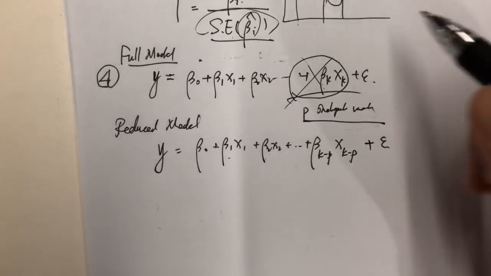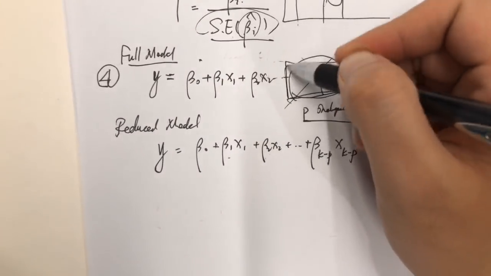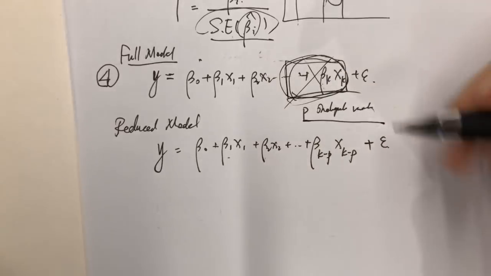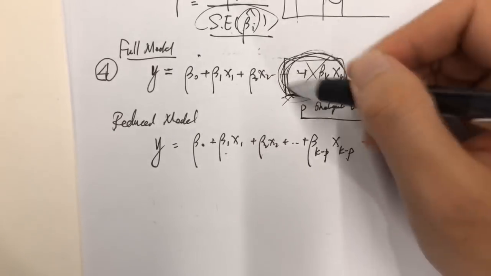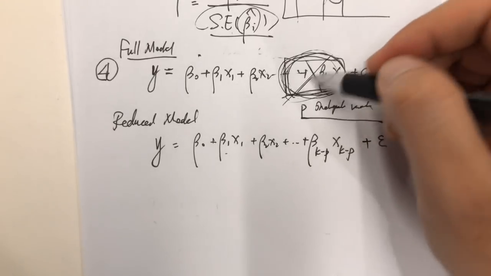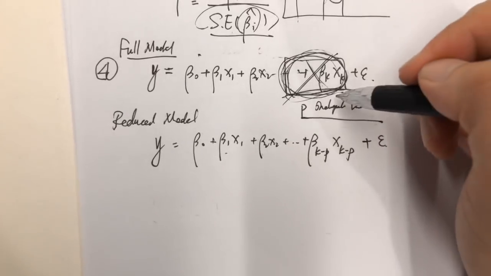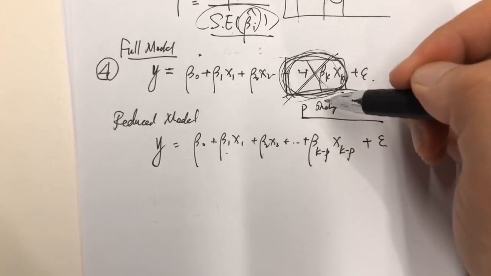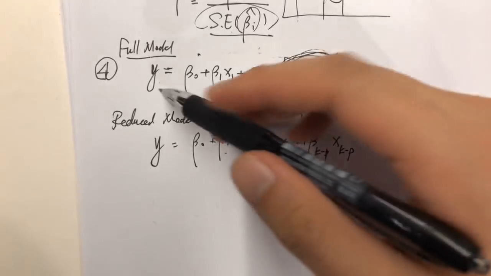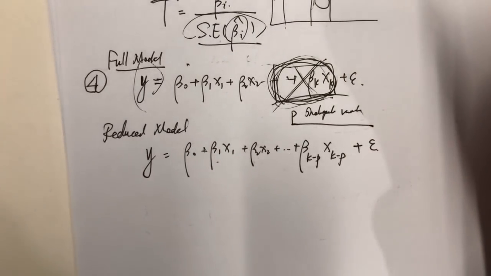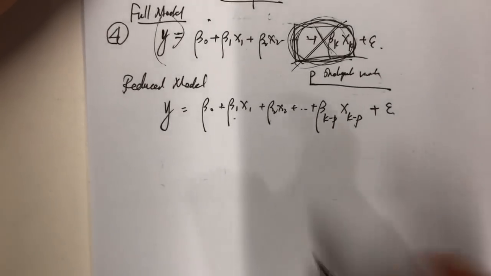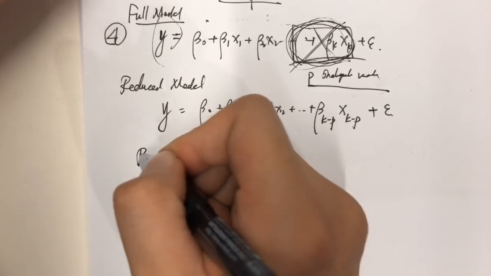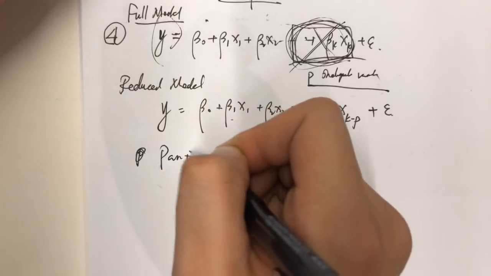So I want to see if the independent variables that we removed from the model have a significant impact or significant explanatory power on the variation in y. So what we're going to do is also perform an F-test. This is called a partial F-test.